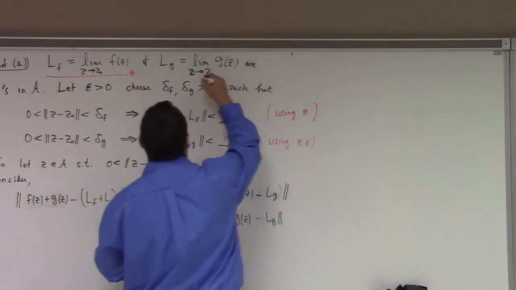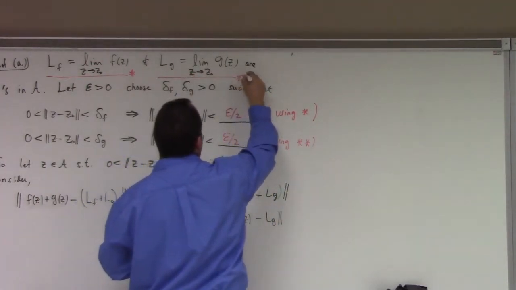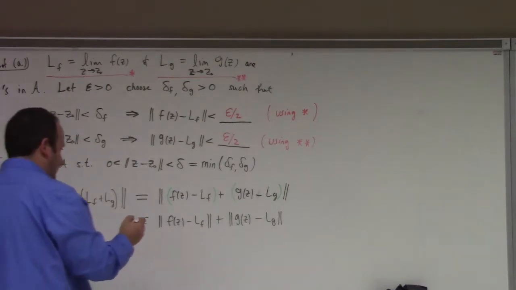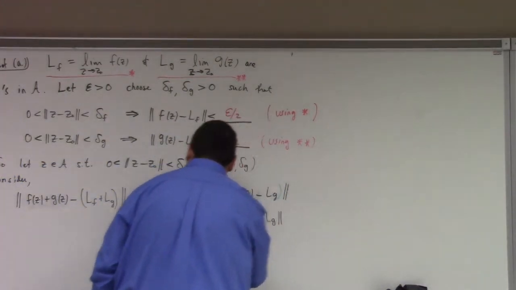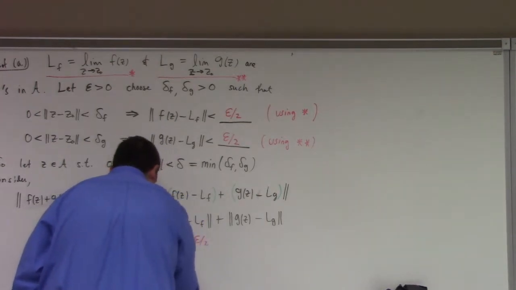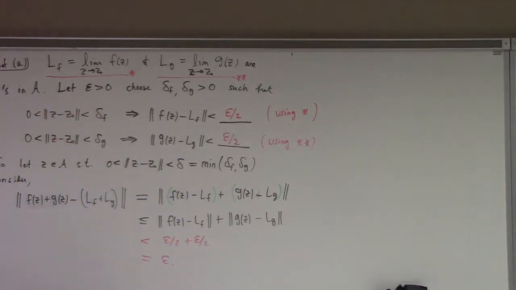In other words, using that the limits of f and g separately exist. That means that I can choose delta to make the difference of f and its limiting value as small as I like. And likewise for g. And then if I let my delta be the minimum of both of those, then I get both of those being less than epsilon over 2, which gives me, of course, less than epsilon over 2 plus epsilon over 2, which is also known as epsilon. Therefore, A follows.